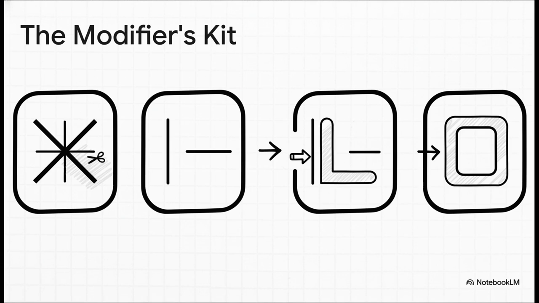But the real power, the real magic, comes from the modifiers kit. These are the tools that let you edit. Commands like trim to snip away extra lines, fillet to make nice rounded corners, extend to stretch a line perfectly to meet another one, and offset to create a perfect parallel copy. This is how you turn rough ideas into precisely finished parts.